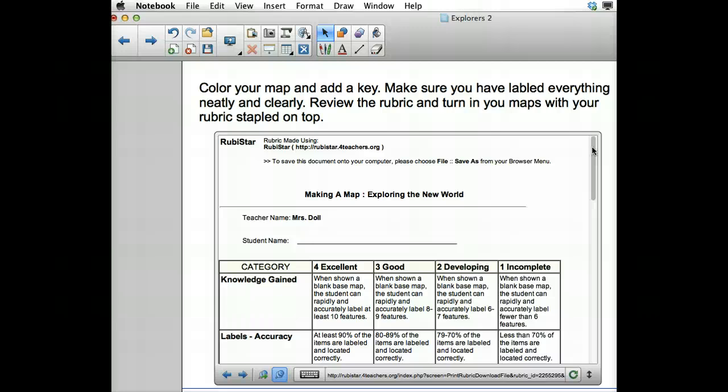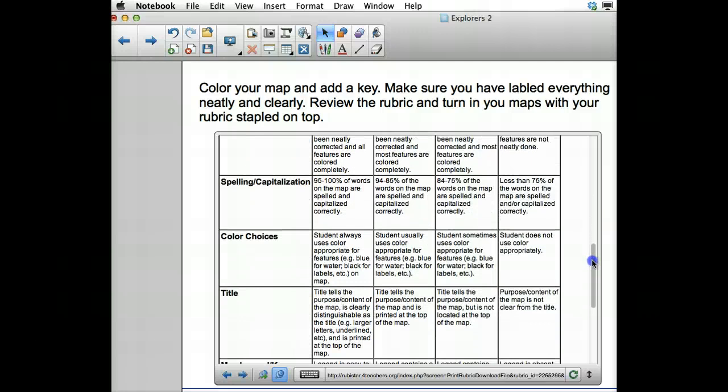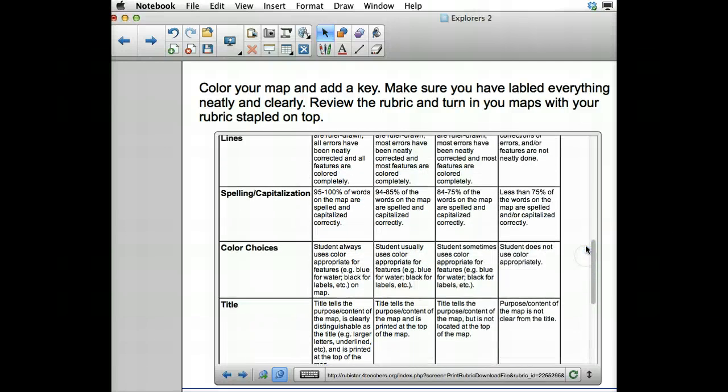So this is my lesson on world exploration, and it would probably take at least one class period, maybe two.